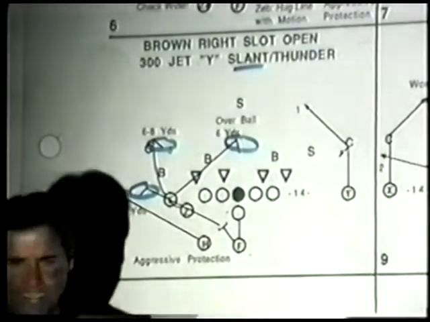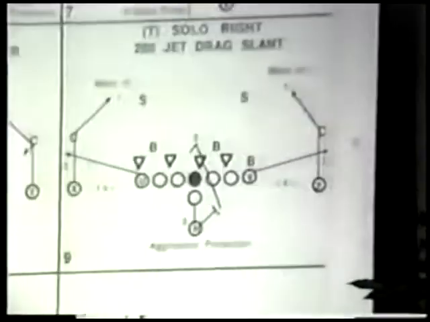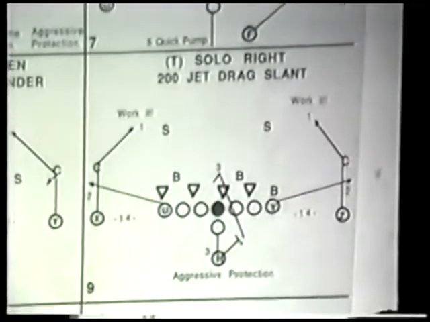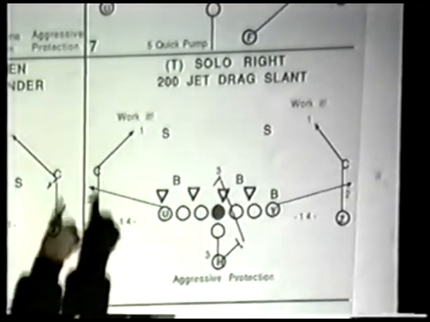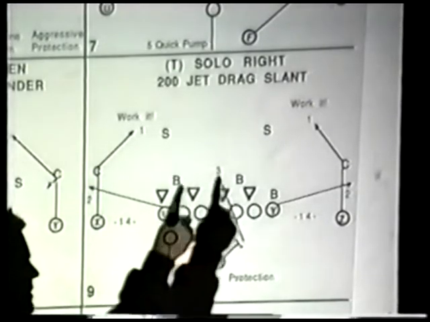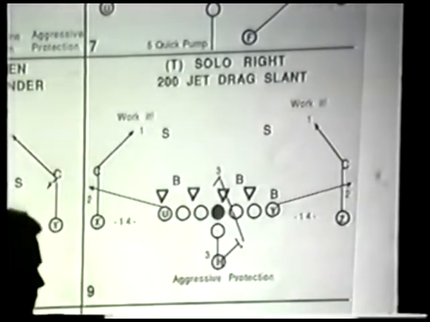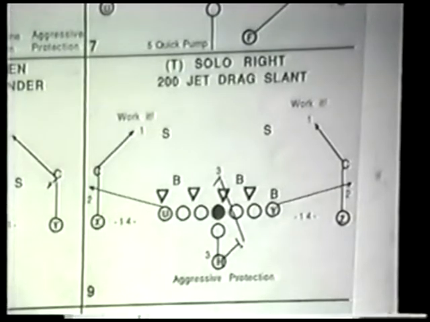All right, Tiger. Solo right, 200 jet, drag, slant. The audible for this would be called what? Dragon, 200 jet dragon. See it? You got a drag slant on both sides. Halfback, you double check, sit down over the ball, and stay there. Okay? We have that in and spread already, don't we? Right? Yes. Okay. See that? If it was left formation, solo left, it'd be what? 300 jet, drag slant. Okay? You got it? All right, next page.